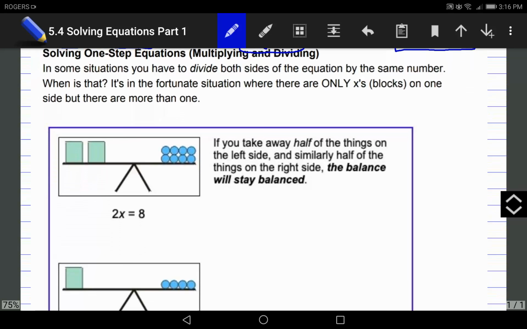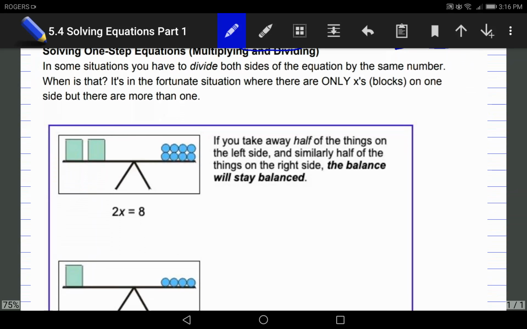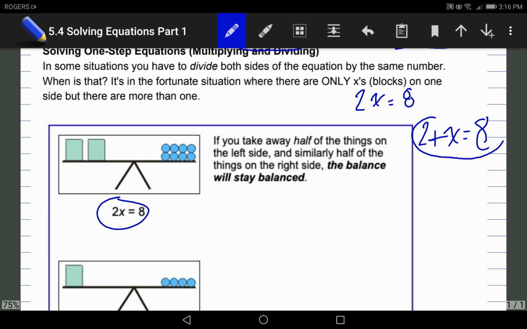Well, what about if we have multiplying and dividing? Like, what if we have an equation like this? 2 times x equals 8. So this is different than above. In the questions above, we looked at things that said 2 plus x equals 8. Well, now it's 2x. 2x just means 2 times x equals 8. So 2 times a number has to equal 8.